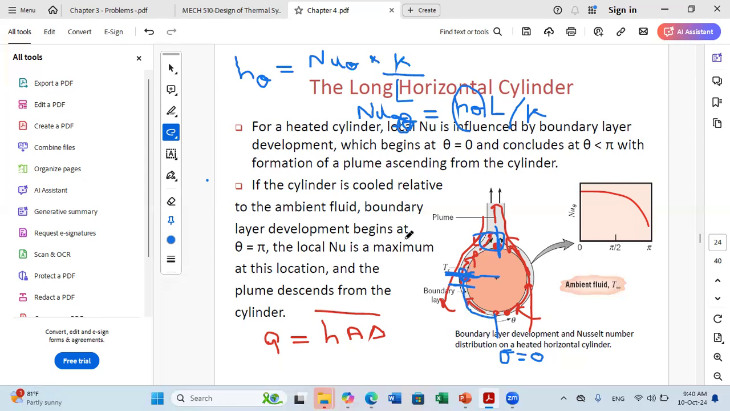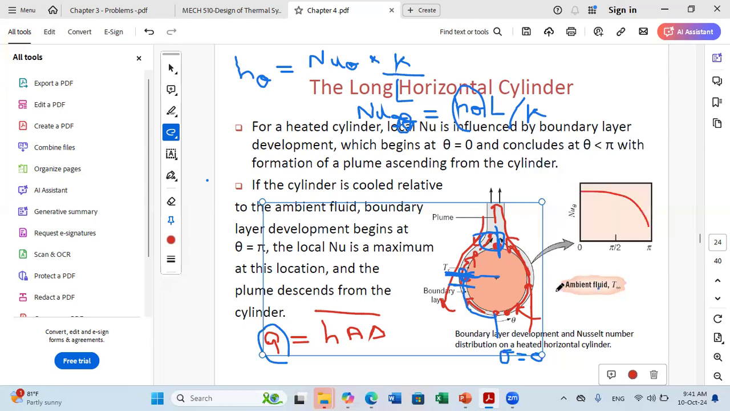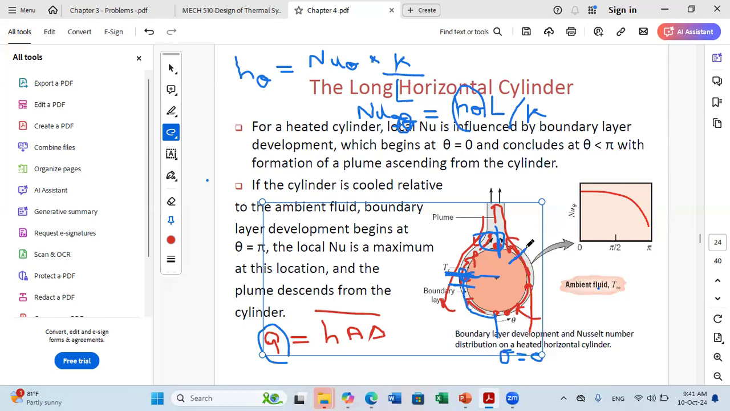But actually, to find the total heat transfer, you need an average value. If I ask you to find the total heat transfer over the cylinder, versus if I just ask you to find the heat transfer rate at one location, per meter squared, at this location, what is Q double prime? You say Q double prime at this location, at this theta, is equal to H at this theta times delta T, okay?